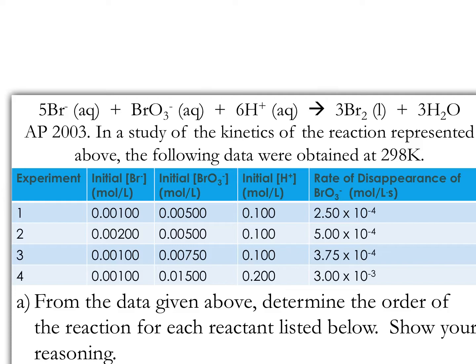So here's the AP problem from 2003, directly from the AP test. Now when you first look at this, you are given the data table. What's different than the ones we've looked at so far, it has 3 different reactants, so each time you want to look for a change in rate, you need to hold 2 of the others constant. So the first thing it asks for is to find the order of the bromine, the bromite, and the hydrogen ions.